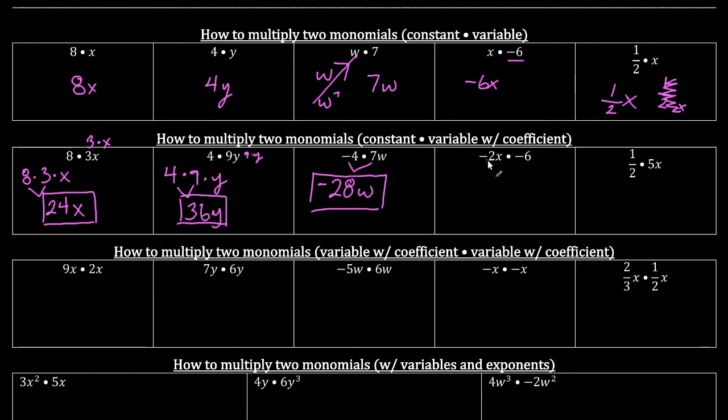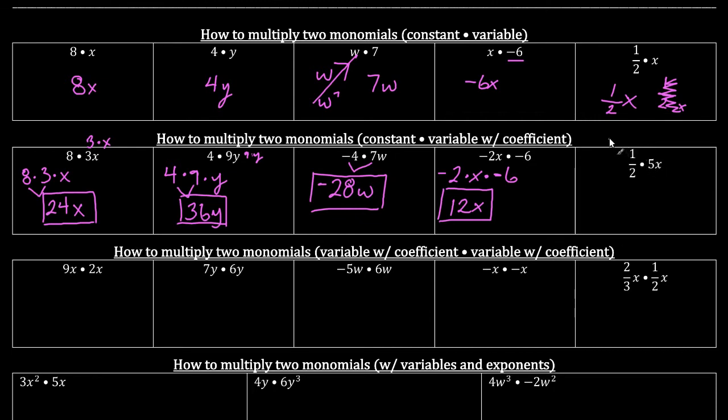In this one, we technically have -2 times x times -6. So we may as well multiply the -2 and the -6, because remember, when you have a string of multiplication, uninterrupted, you can multiply in any order. So I'm going to multiply this -2 times a -6 gives me a positive. 2 times 6 is 12. And the x just comes down.